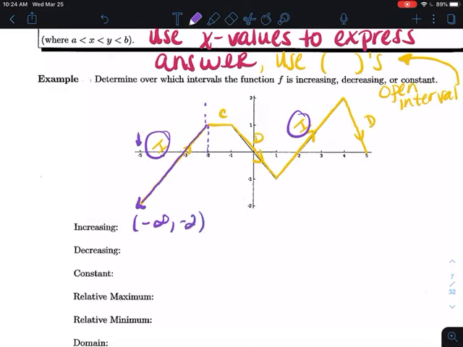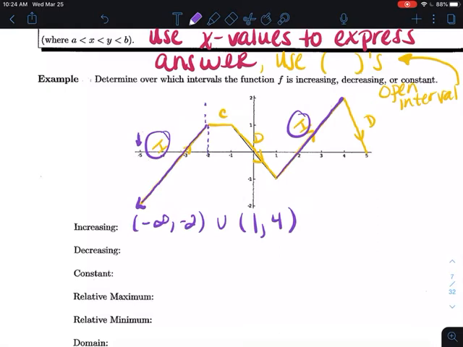Then there's another piece where it increases here. From what x value to what x value? Since we're using another interval, we have to put a union symbol. So it increases from the x value 1 to the x value 4. And notice how I'm using parentheses.